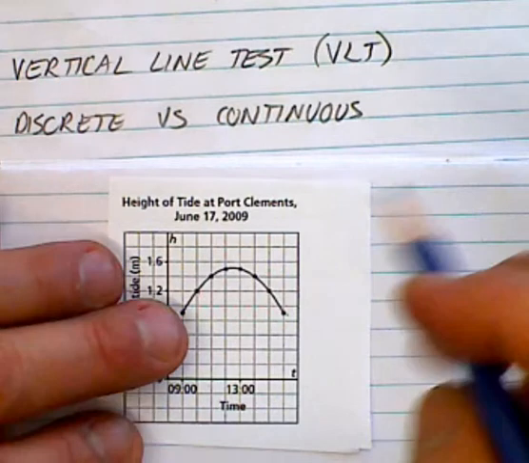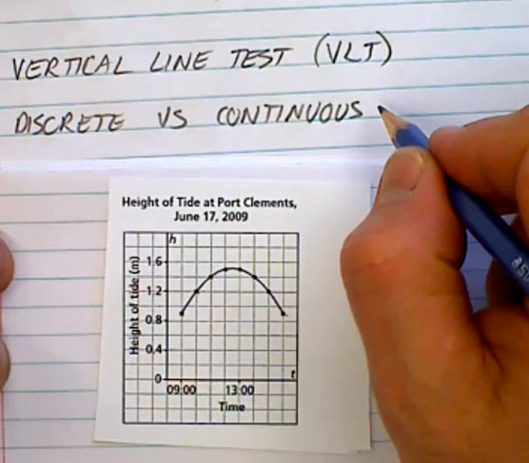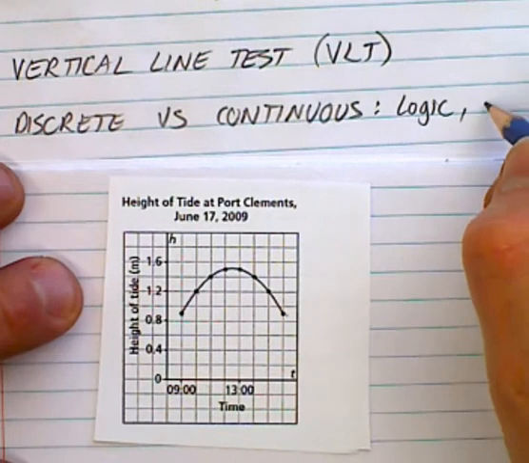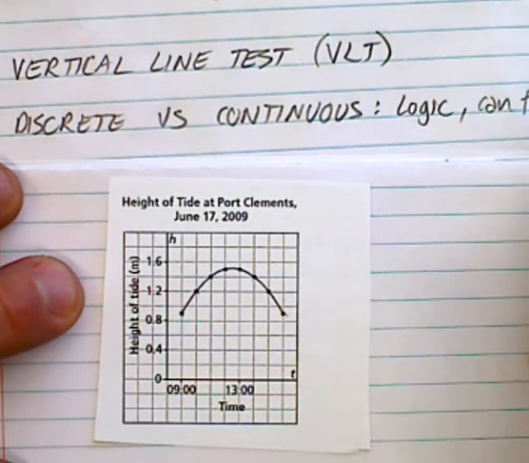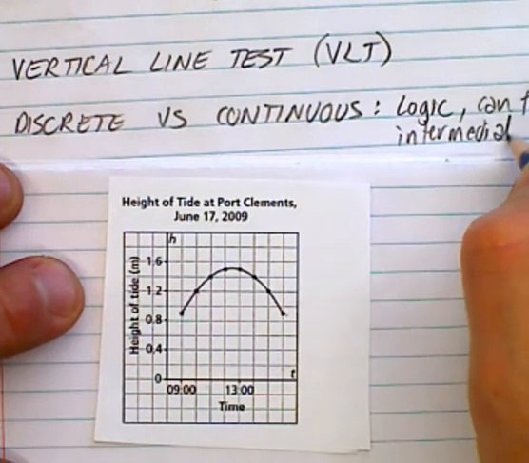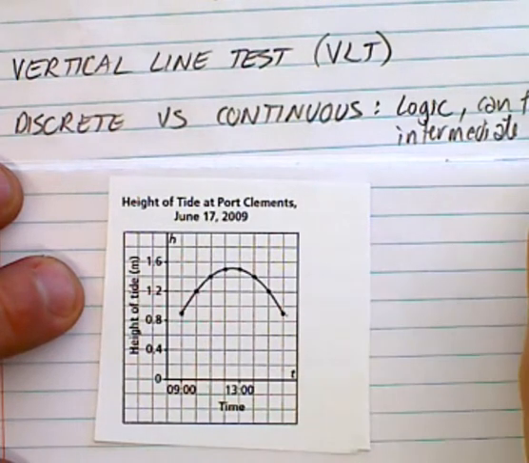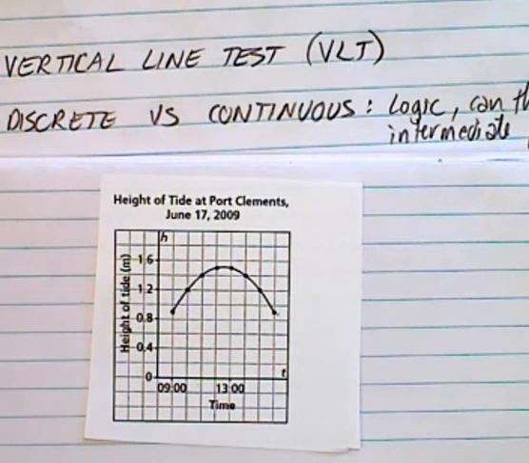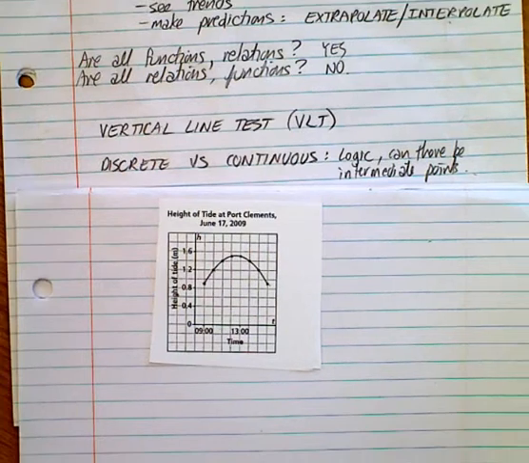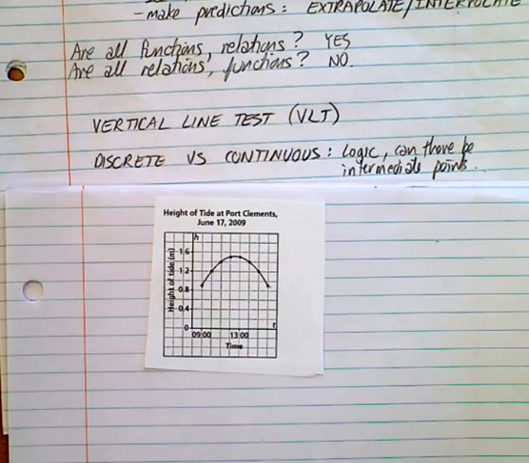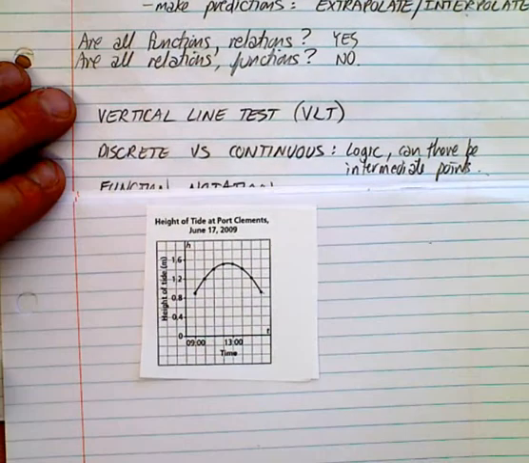How do you know whether something's discrete or continuous? It's logic. You use your brain and ask yourselves, can there be intermediate points? We've already discussed discrete and continuous, but that's the most basic. Let me go back down here. The most basic definition is simply, can you have points in between? Can you have points in between? If you can, then it's called continuous.